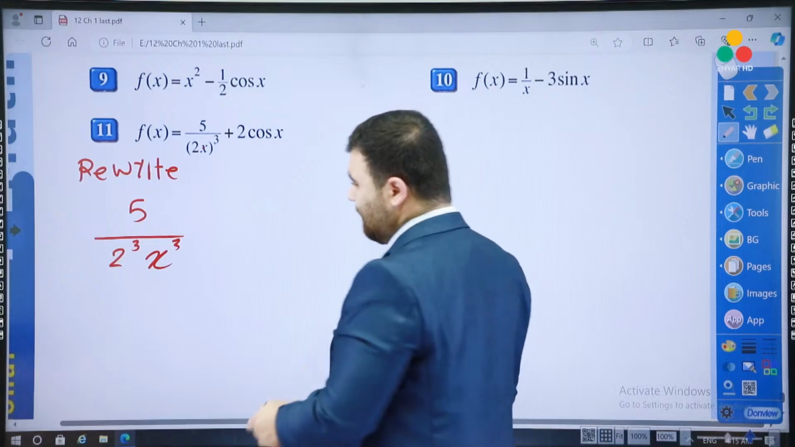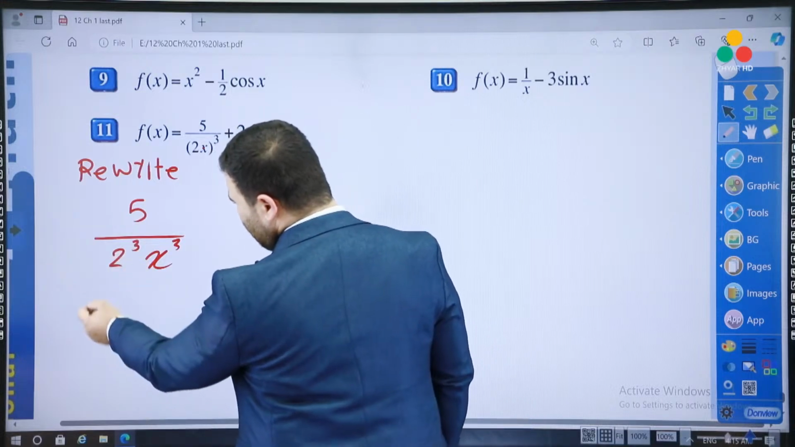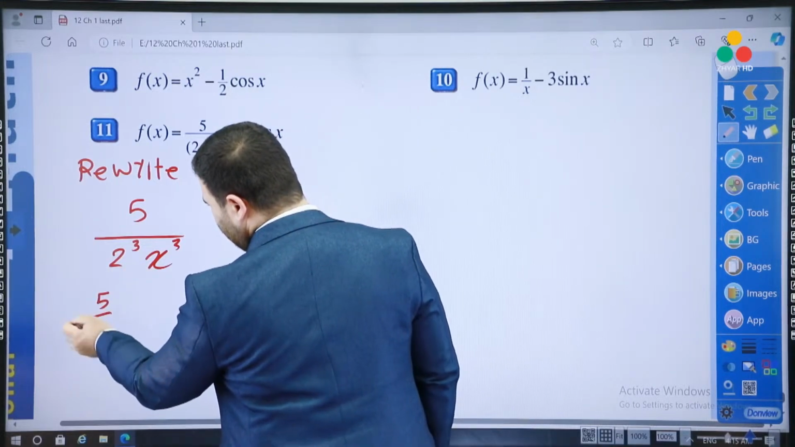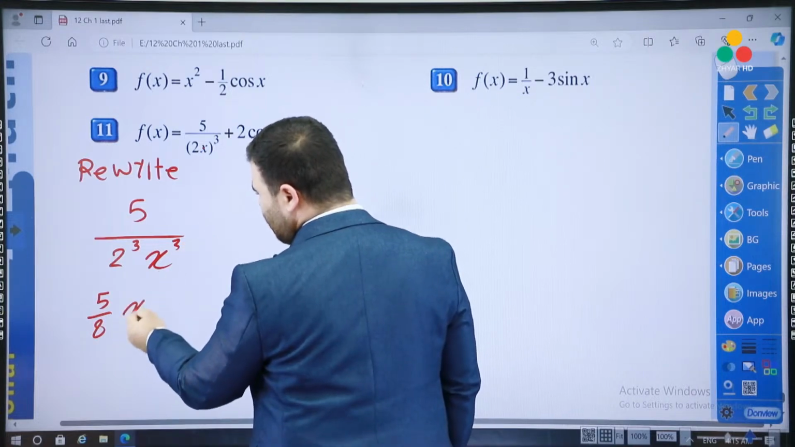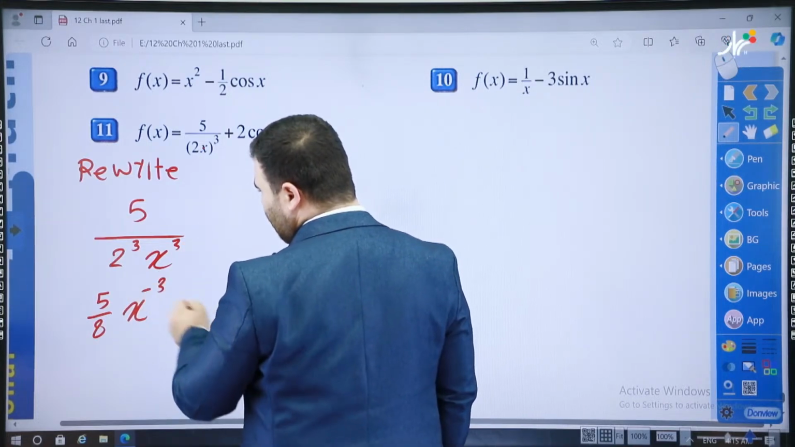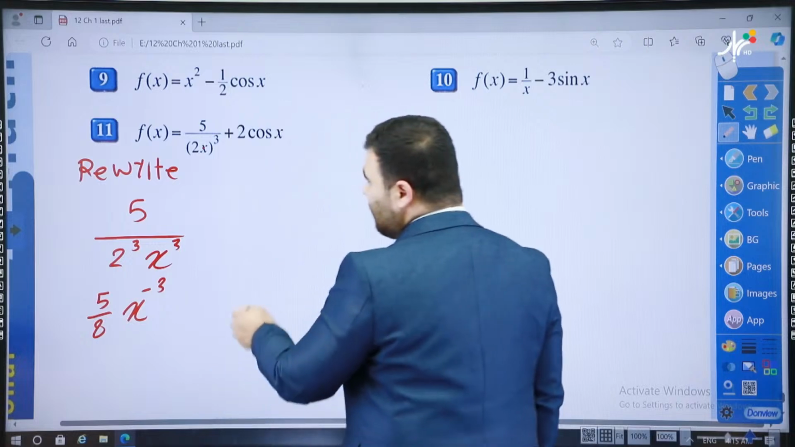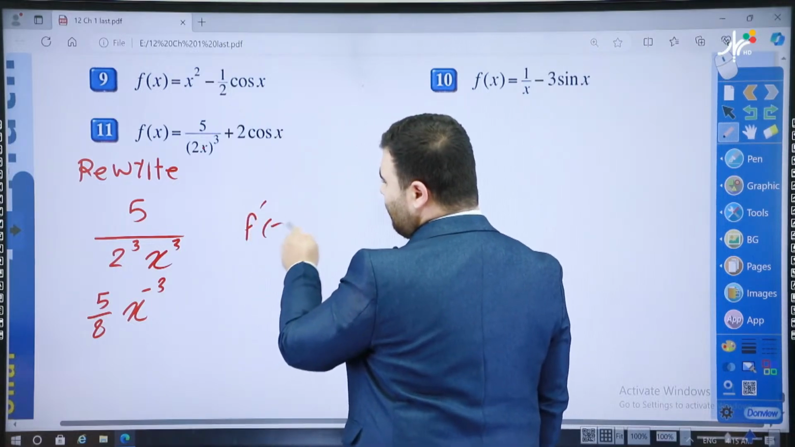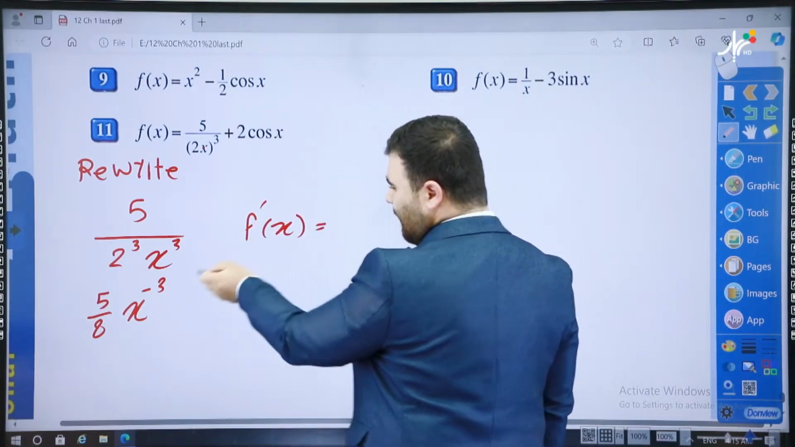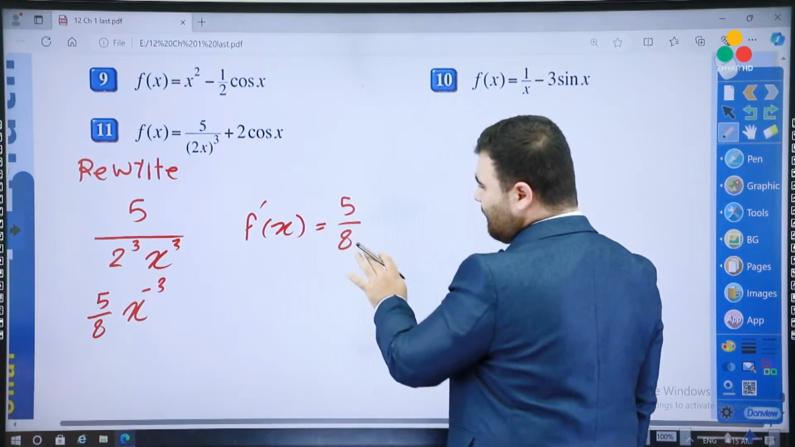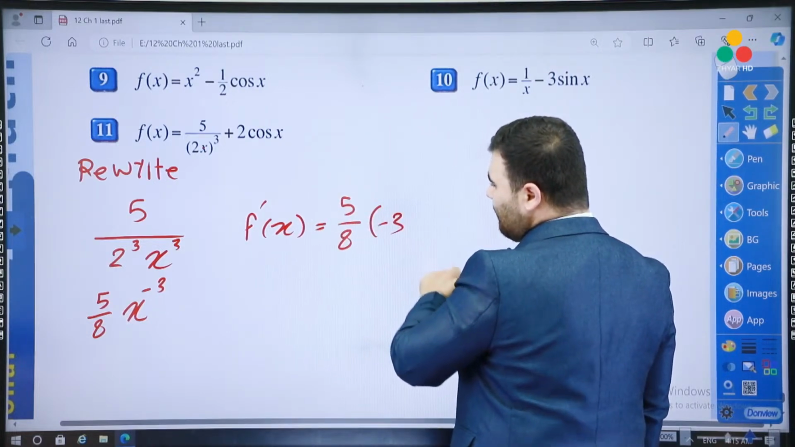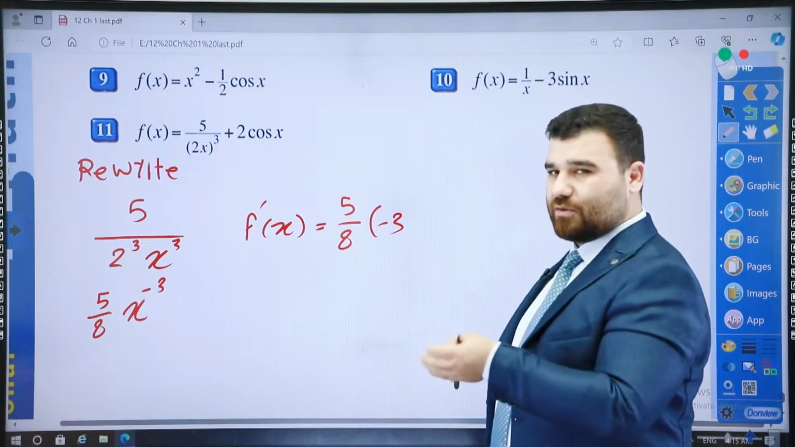Again, I need to rewrite. 2 power 3 is 8, so 5 over 8. It has no problem, it's constant. X power 3 goes up, becomes x power negative 3. This step is also a rewrite. Now it's derivative. F prime of x equal to, power goes to the front. The 5 over 8 will not affect anything, stays the same, times negative 3, which is the power that goes to the front.